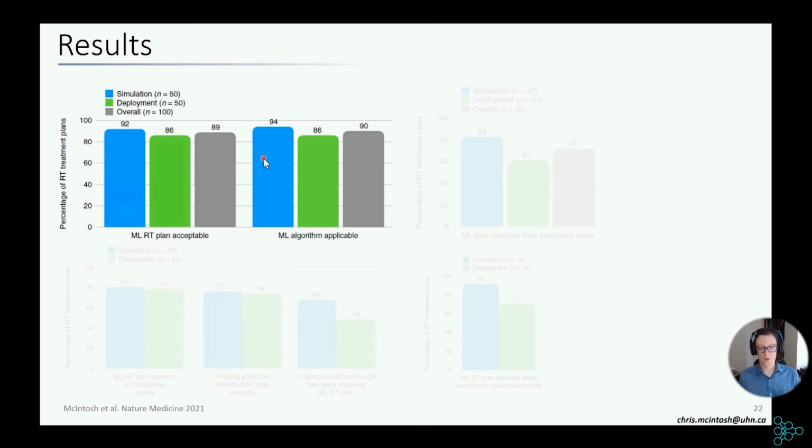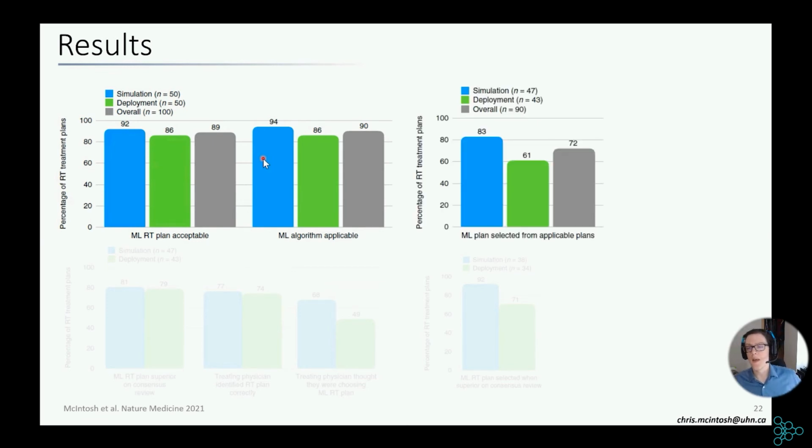We also looked at the ML algorithm being applicable. What happened was, for a number of the cases, the physician requested something outside standard of care. And so the clinical team creating the plan actually had to talk to the treating physician to figure out exactly what they wanted to occur, which unblinds the physician to the treatment plan. And so those cases had to basically be excluded from part of the analysis.